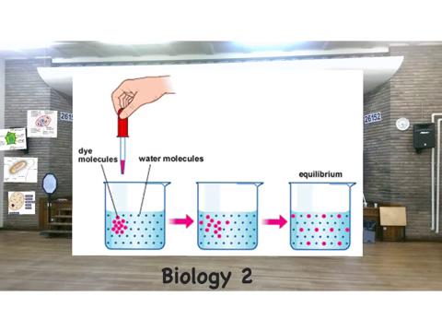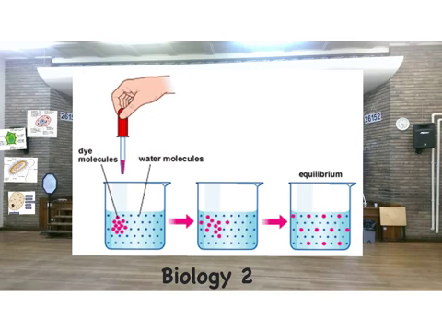Dissolved substances and gases such as oxygen move in and out of cells by diffusion. Diffusion is the net movement of particles from an area where they are at a high concentration to an area where they are at a lower concentration. The greater the difference in concentration, the faster the rate of diffusion.